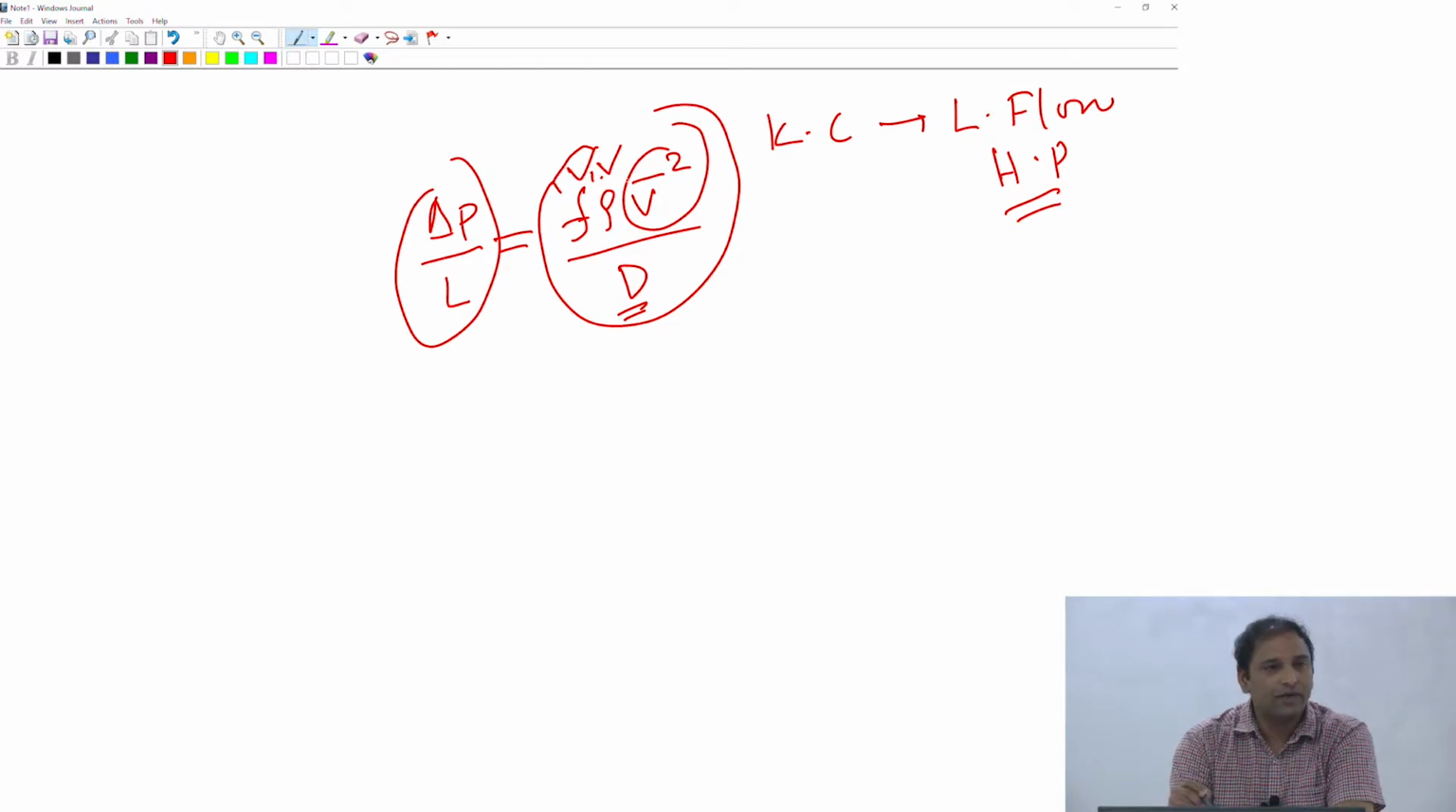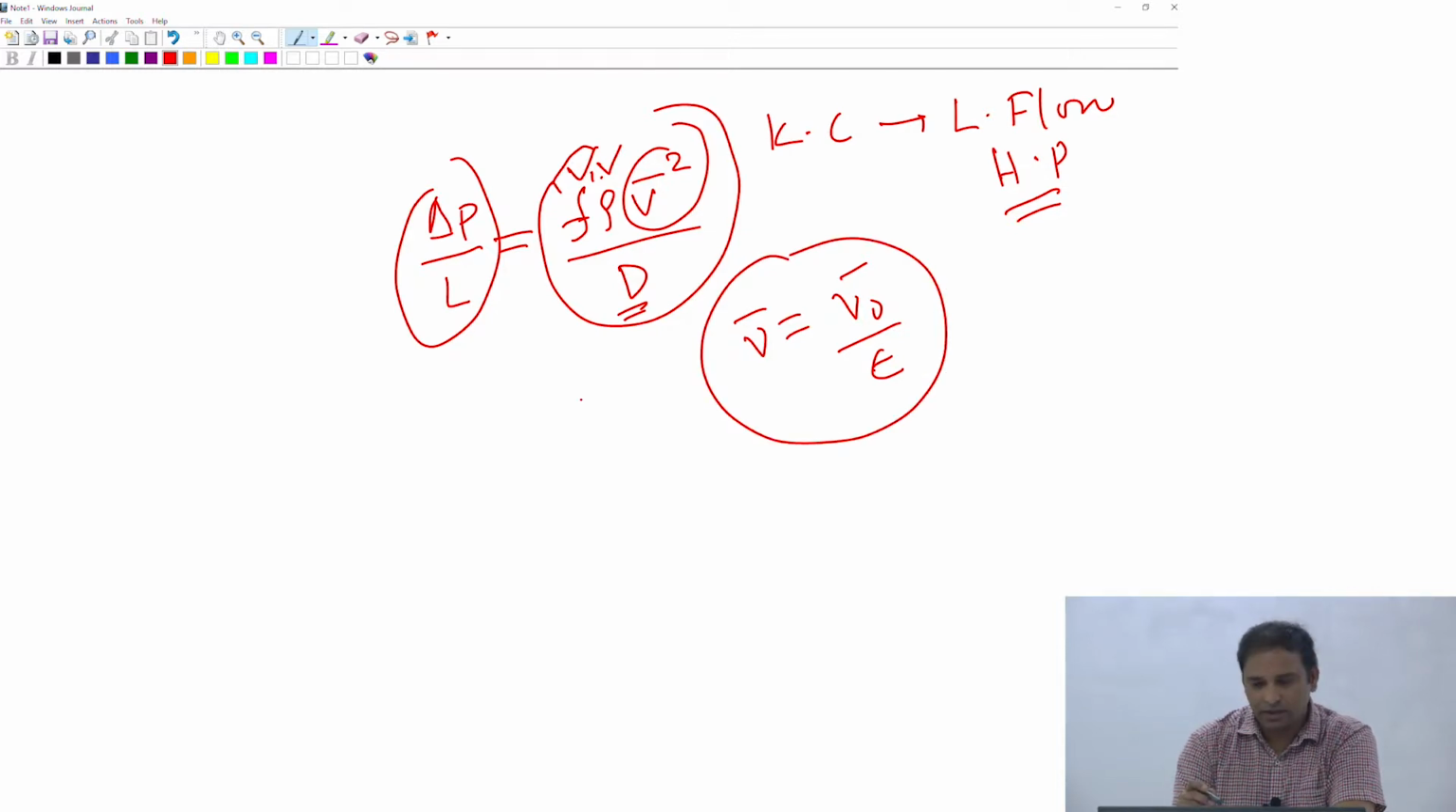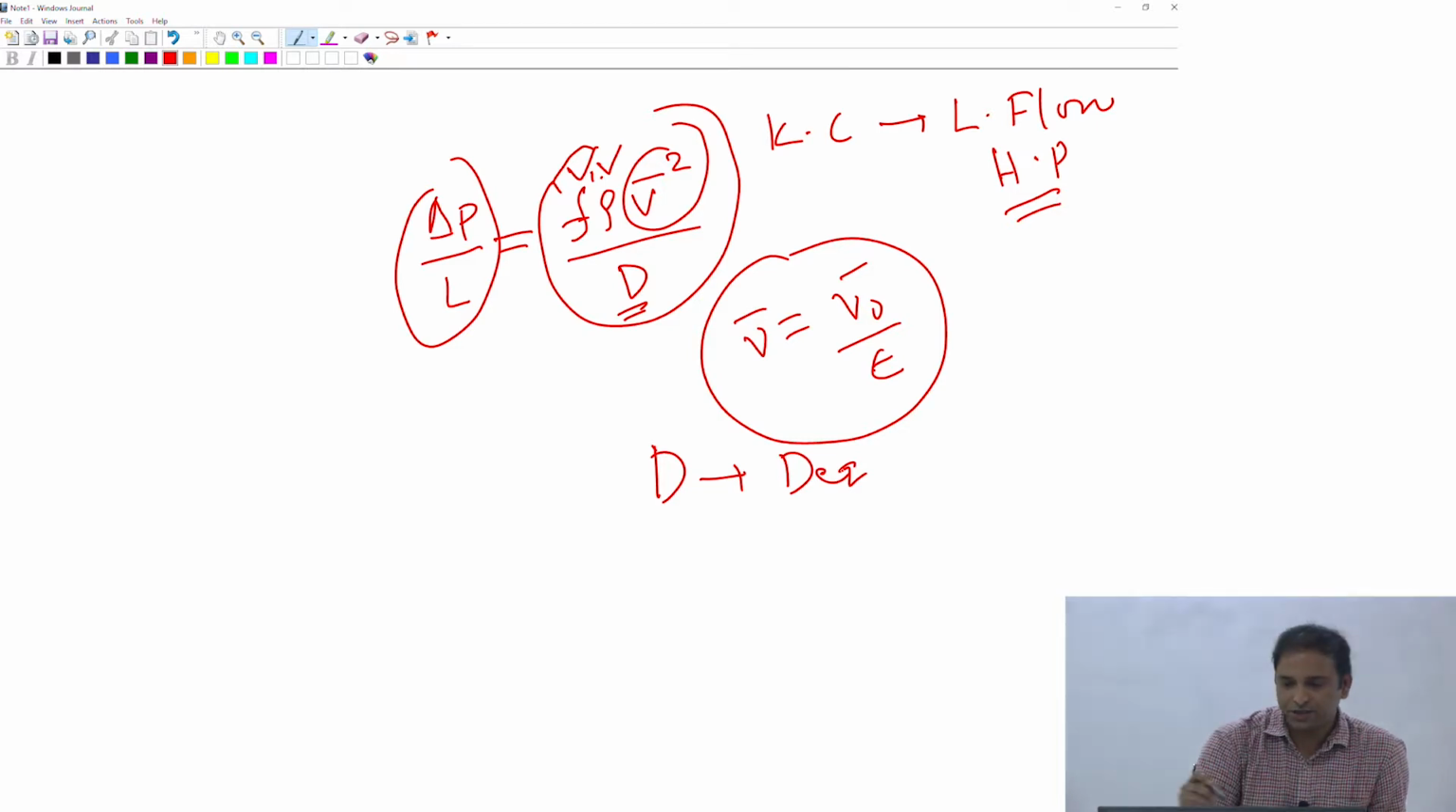So again we'll do exactly the same exercise. You replace your V bar by V naught bar divided by epsilon, that's the actual average velocity with which the liquid is flowing through the packed bed, and then D we are going to replace by D equivalent. Can you just do that and let me know what you get for delta p by L for the turbulent flow conditions?